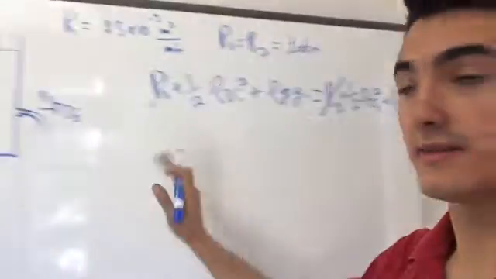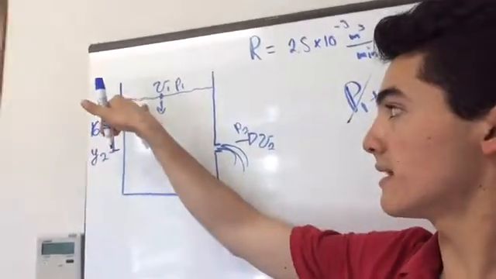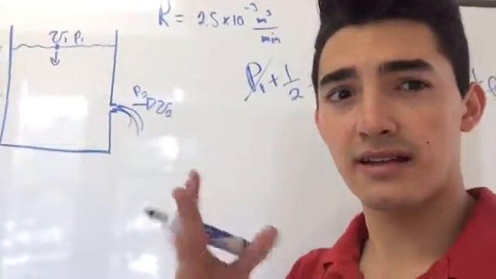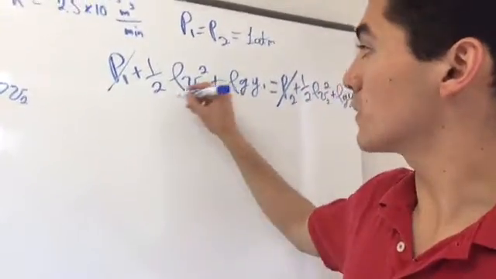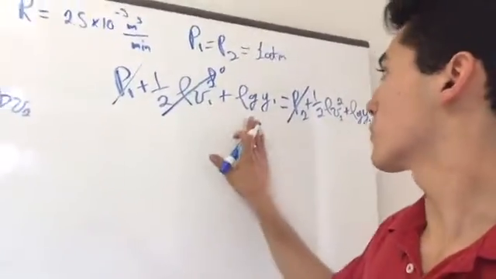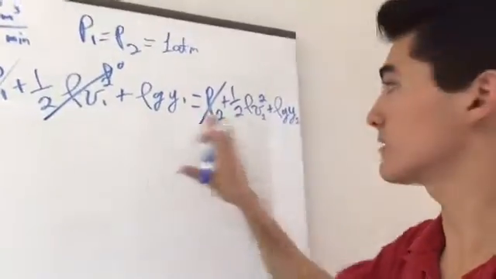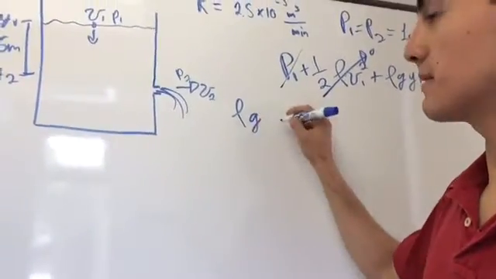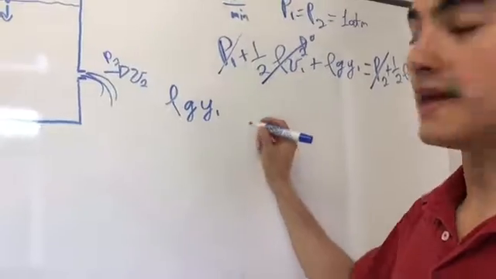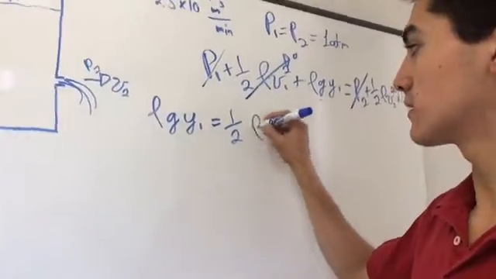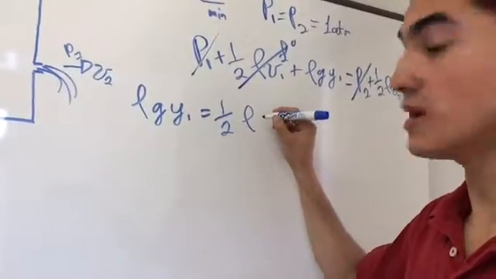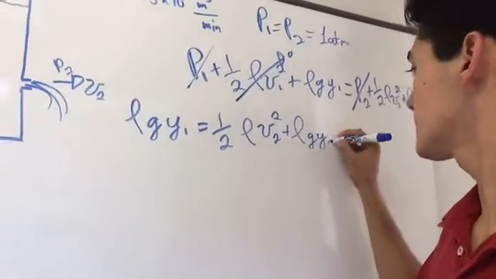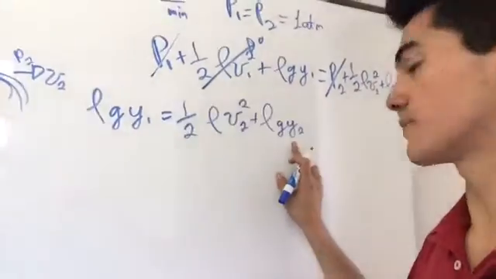Here we can see that the pressures are the same, so we can cancel them. We also see that at the top of the tank, the velocity at which the water descends is minimum, more or less zero, so we can cancel this too. We are left with these three parts of the equation. Writing them again, the density times gravity times y1 equals half the density times velocity 2 squared plus the density times gravity times y2.